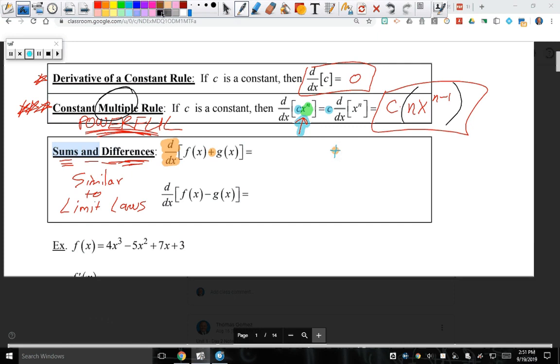So we're going to put right here an addition sign. And yes, it almost feels like we're distributing this derivative symbol, but we're not. We're applying it just like we did with limits back in the limits unit. And we're going to derive whatever f of x is and whatever g of x is, so that our answer will be f prime of x plus g prime of x.